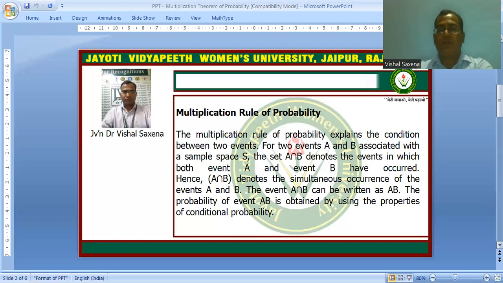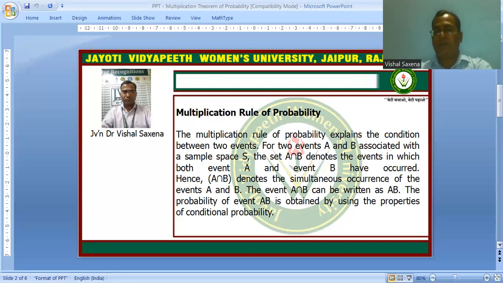First, we have to understand what the multiplication rule of probability is. The multiplication rule is a very important part, and it is directly related to the multiplication theorem of probability. This rule explains the condition between two events. For two events A and B associated with a sample space S, the set A intersection B denotes the event in which both event A and event B occur.